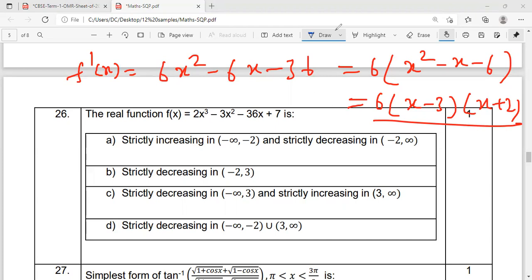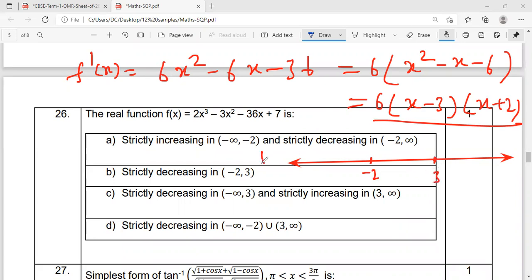Now we'll do the same thing. We attempted a similar question before in this paper itself. So when you put f dash x is equal to 0, the critical points will give you x is equal to 3 and minus 2. So you have minus 2 here and you have 3 here on the number line.